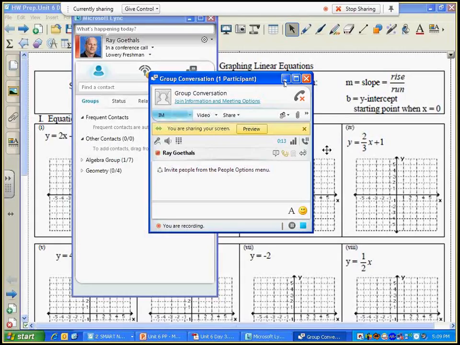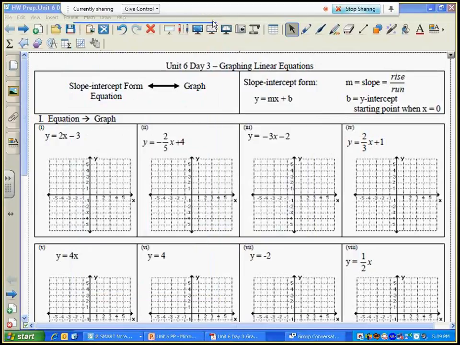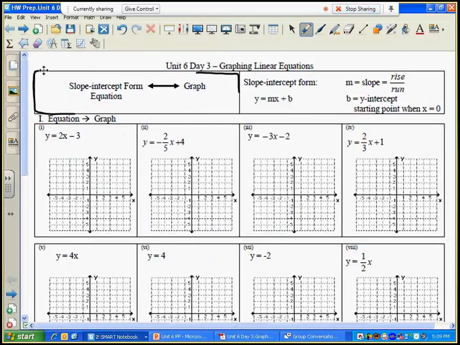Okay, here we go. Unit 6, Day 3, Graphing Linear Equations. Take a moment to copy down your learning objective up here in the top left-hand box. Also take a moment to copy down the vocab in the top right-hand box. A couple things I want to bring to your attention.